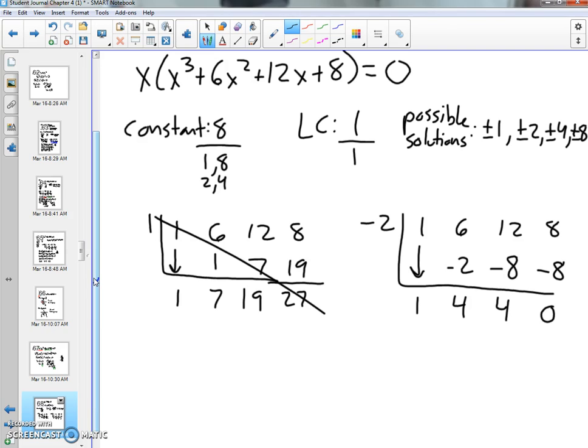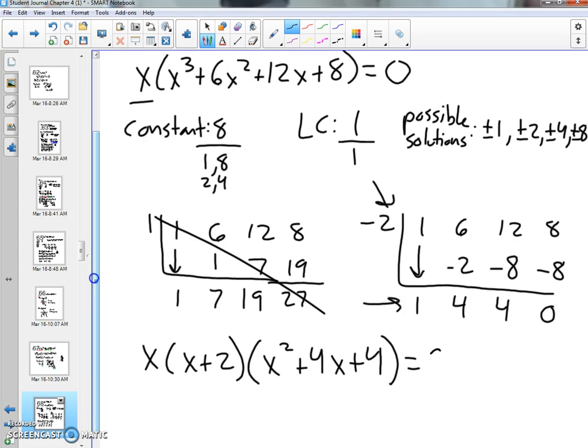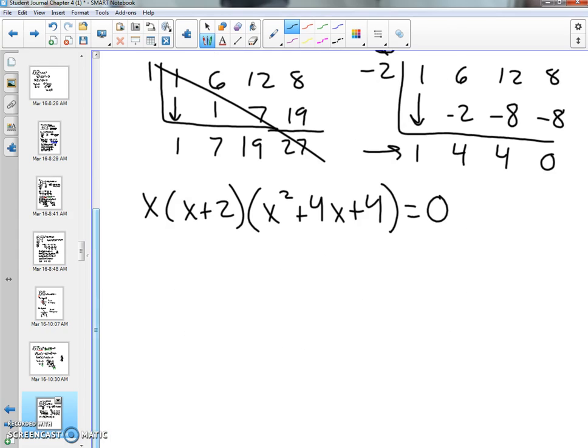So that means my factor, let's see, I already had an x out in front here. From this, I know one of my factors is now x plus 2. And then I want to look at these coefficients. So if that started with x to the third, this would be 1x squared plus 4x plus 4, all still equal to 0. So then, x can't be factored anymore. x plus 2 can't, but I still want to look at x squared plus 4x plus 4.